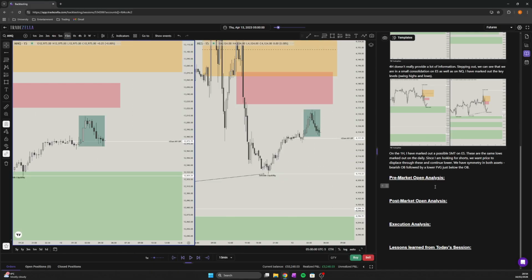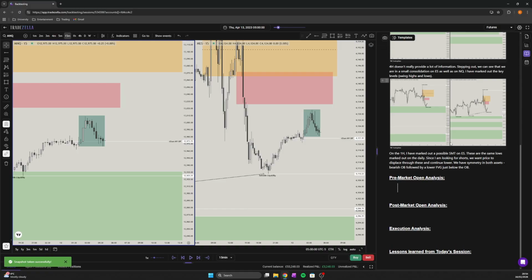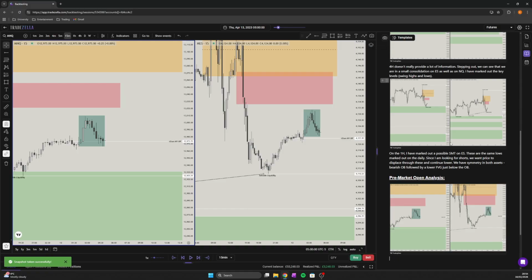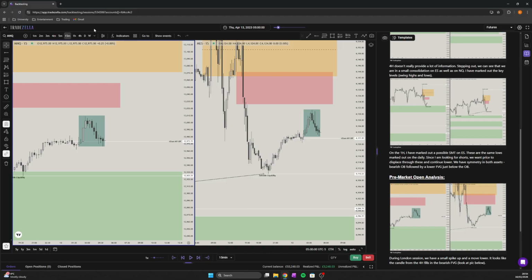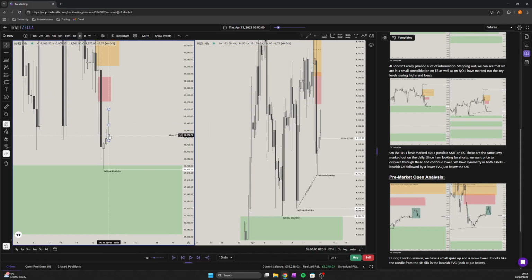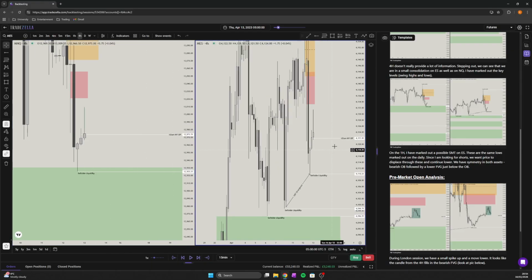Let's go on the 15-minute, just quickly note it down. We see during London session, we have a small spike up and a move lower. It looks like the candle from the 4 hour fills in the bearish fair value gap. Look at the picture below, right? Because explaining this is just stupidly difficult. Just gonna have a look at the picture really. That is that candle, right?